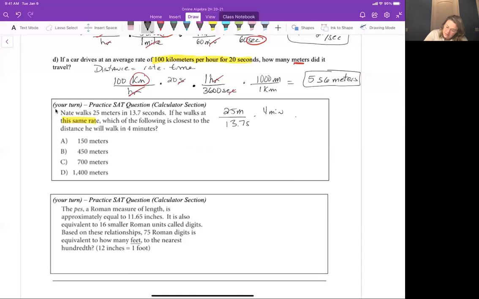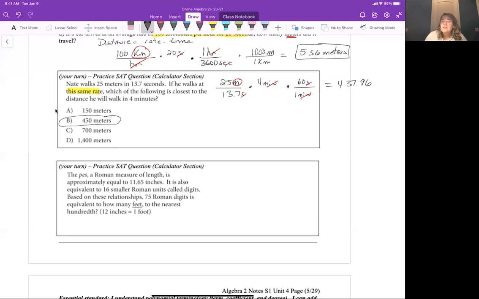So what do I do? I say, okay, 1 minute equals 60 seconds. I've multiplied it by that conversion. I'll look at my units. Seconds cancel, minutes cancel. I'm left in units of meters. And so that is going to give me my answer of 437.96. And what is that closest to? 450 meters.